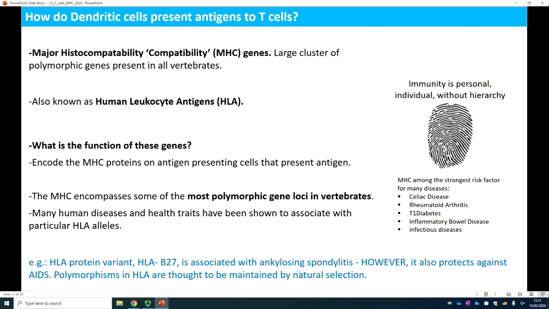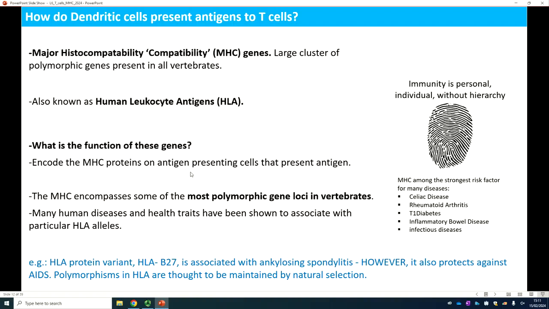So how do dendritic cells present antigens to T cells? This is using this major histocompatibility complex that we talked about. Now this is a very large cluster of genes, and it's highly polymorphic, and it's present in all vertebrates. As I mentioned before, it's also known as the human leukocyte antigens, or HLA. And the function of these genes is essentially to encode these MHC proteins that will present antigen to our T cells.